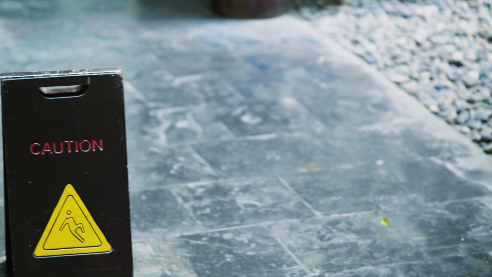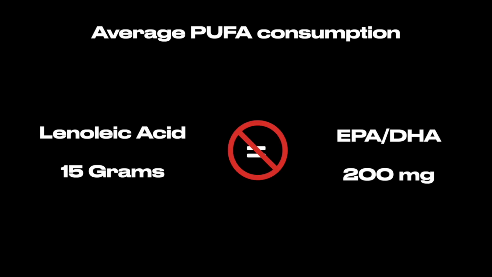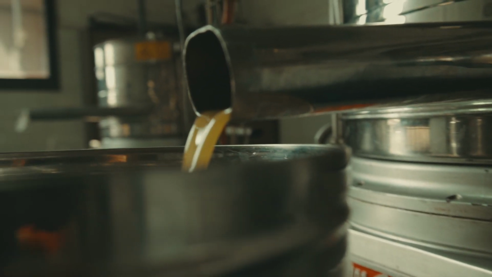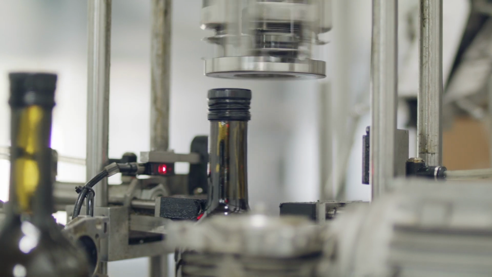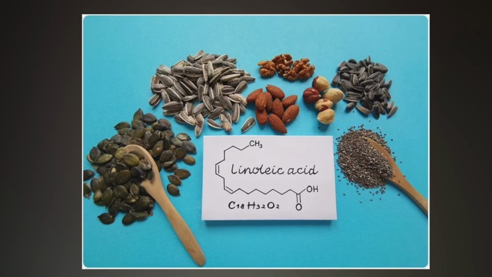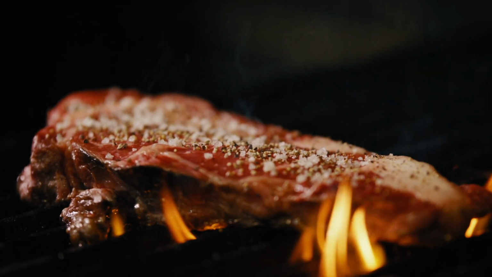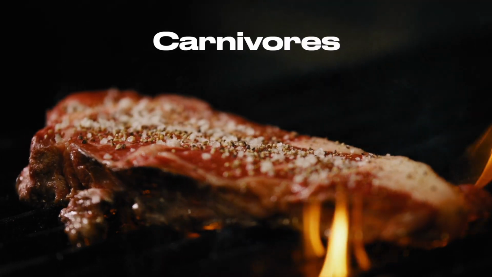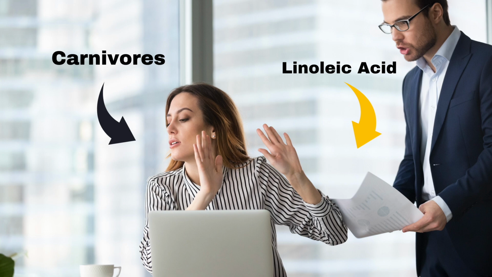And this becomes especially important when you consider that the average American consumes roughly 15 grams of linoleic acid per day and only 200 milligrams of EPA and DHA. Now, the ironic thing is that linoleic acid is found almost exclusively in plant oils, which means that the only population that doesn't require dietary EPA and DHA is, ironically, carnivores. This is because they are the only population that does not consume any linoleic acid. Dietary EPA and DHA only become necessary once linoleic acid is introduced into the diet through plant oils.